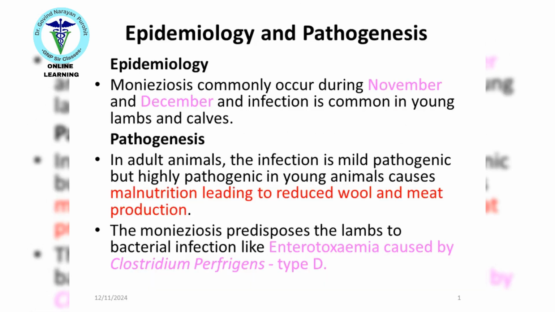Moniesiosis commonly occurs during November and December and is prevalent in young lambs and calves. In adult animals, the infection is mild, but in young animals, it can cause malnutrition, leading to reduced wool and meat production. It also predisposes lambs to bacterial infections like enterotoxemia caused by Clostridium perfringens type D.